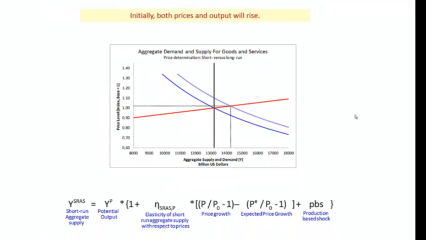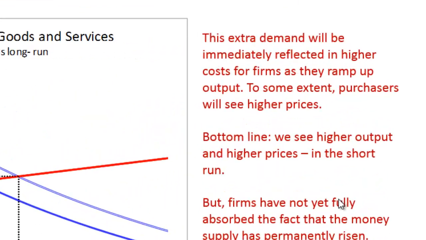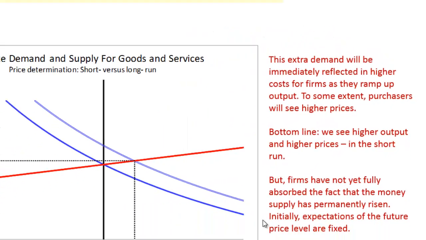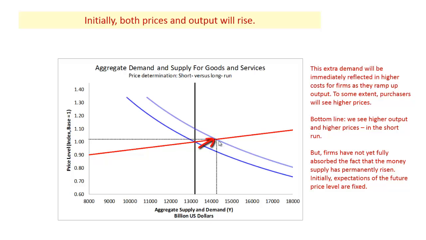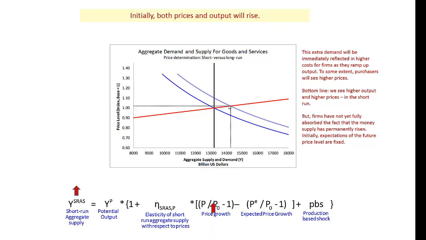So what we're going to see is that initially both prices and output will rise. Extra demand is immediately reflected in higher costs for firms as they ramp up output. To some extent, then, purchasers will see higher prices. So the bottom line here is that we're going to see higher output and higher prices in the short run. But firms have not yet fully absorbed the fact that the money supply has permanently risen. So initially, the expectations of the future price level are fixed.